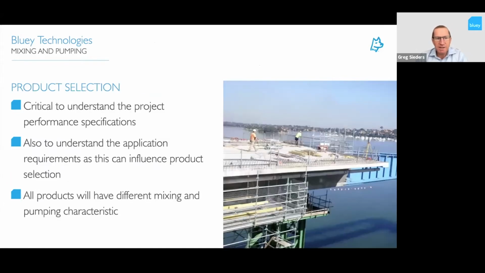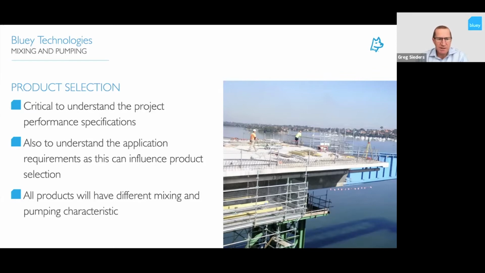So the first part is product selection. It's critical to understand the project performance specifications before you select your product. That's your strength, your setting times, how fast do you need a fast set, a slow set product, what's the design life of the product for the project, and all those sort of aspects.